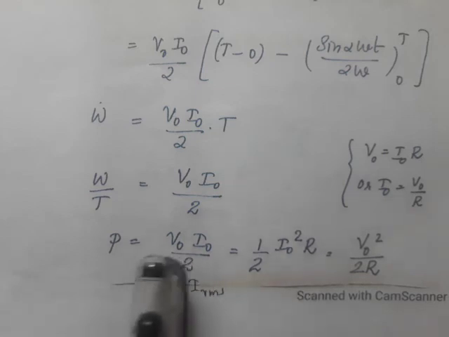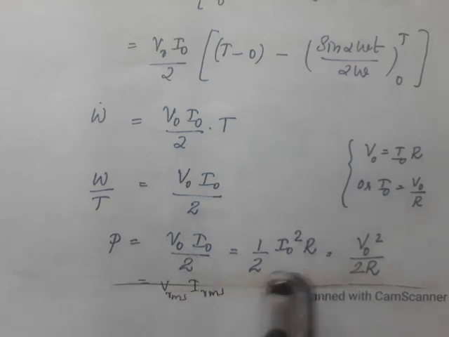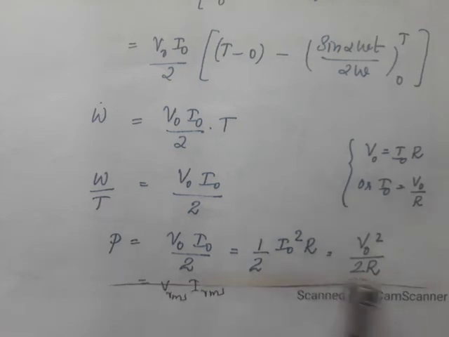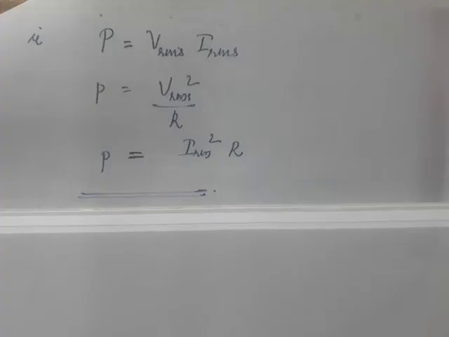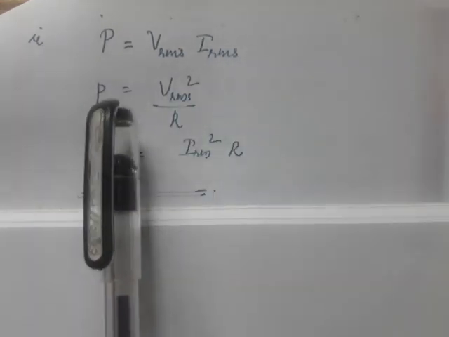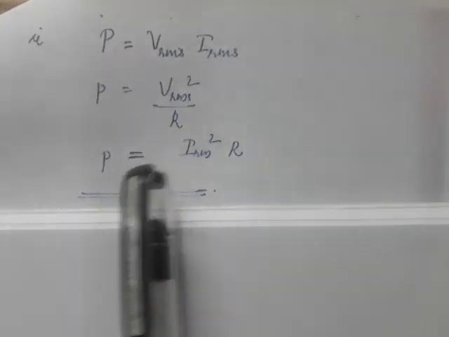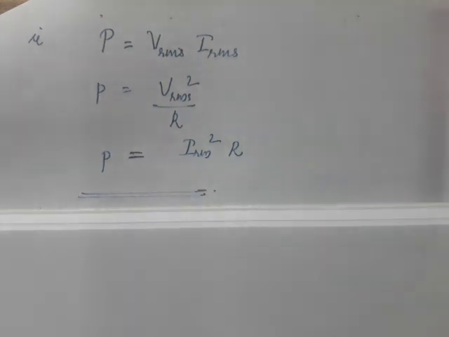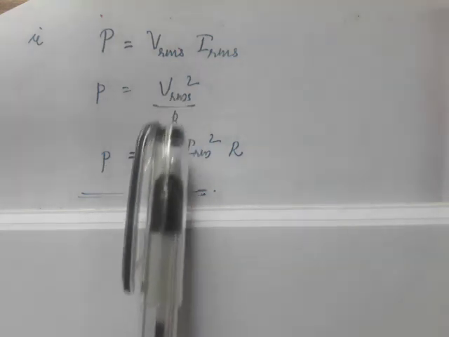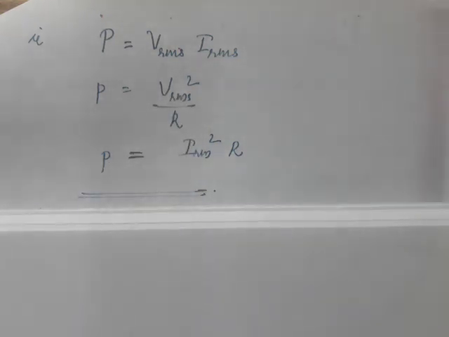This can be written in another format also. We know P is V0 I0 by 2. This can be written in terms of current and voltage also. This relation you have studied in 10th standard. Power had different equations: V into I, I square R, V square by R. So based on that we have different equations. P can be written as VRMS into IRMS, or VRMS square by R, or IRMS square into R.